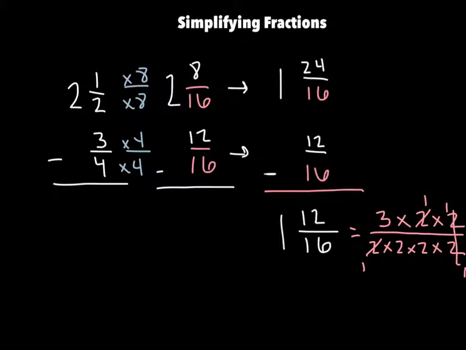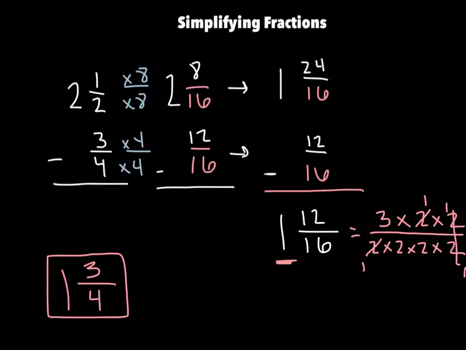So 3 times 1 times 1 is going to be 3, and 1 times 2 is 2, times 2 is 4, and then times 1. So I'm going to get 4 again. All right, so 3/4. Now here's the tricky part, and the only reason I showed you this is we still have this whole number. Well, we don't have to simplify or do anything with that whole number. We just need to bring it over into the answer. So my answer is going to end up being 1 3/4.